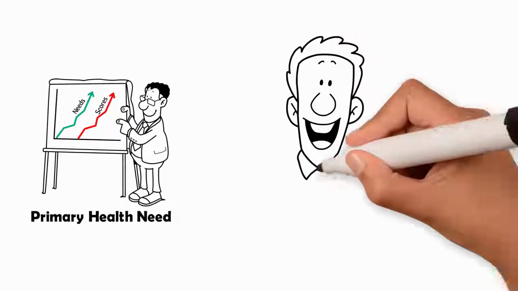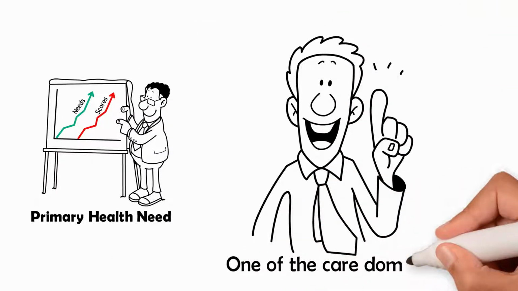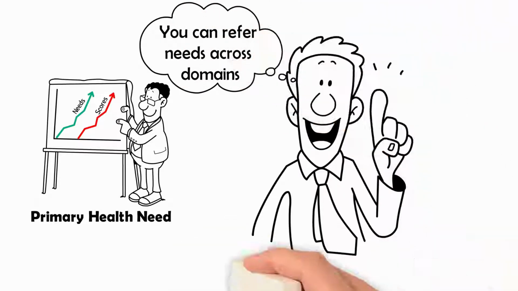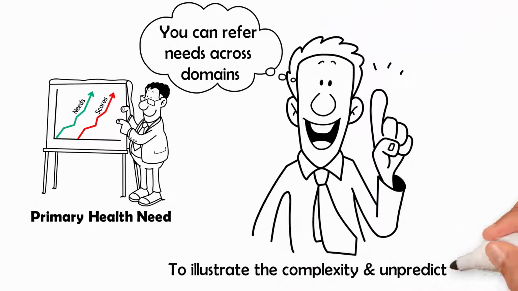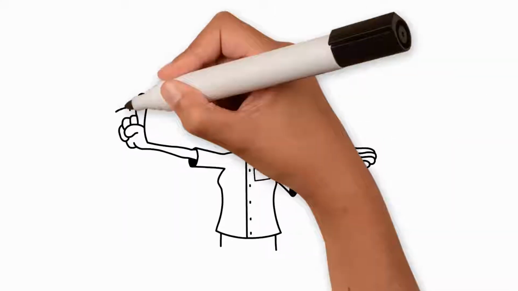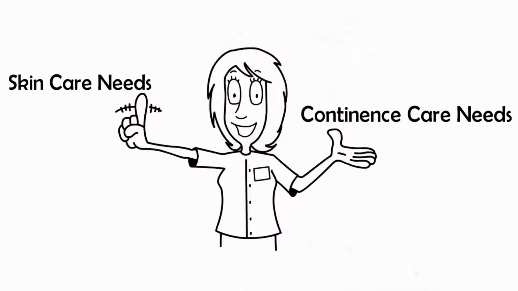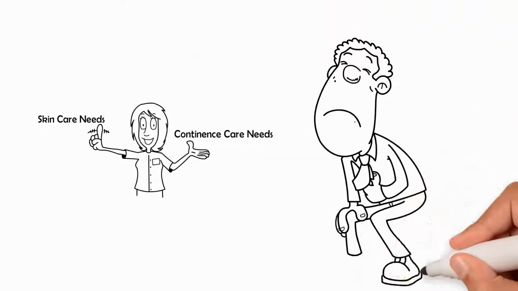While you can only score each of your care needs in one of the care domains, you can refer to needs across different domains to illustrate the complexity and unpredictability of your overall care need. For example, explain how your continence care needs can impact on your skin care needs if you were to have a bladder or bowel accident.